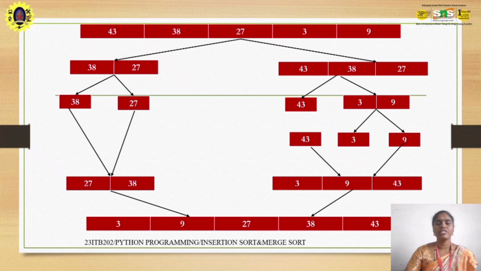This is the example which illustrates the merge sorting. The list of elements 43, 38, 27, 3 and 9 is divided into equal halves. This divide algorithm divides the elements until it gets single elements, and finally it arranges the smallest element first, then in ascending order. In simple terms, it arranges the elements in ascending order, and finally it combines or merges the elements together. So finally we get the values as 3, 9, 27, 38 and 43.